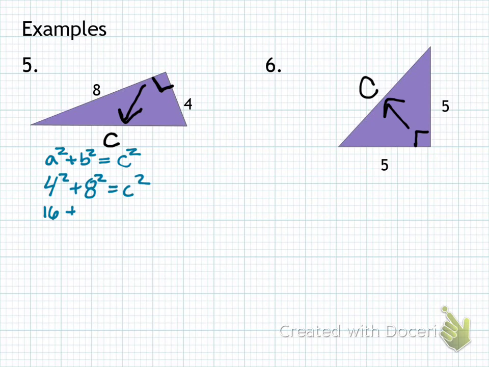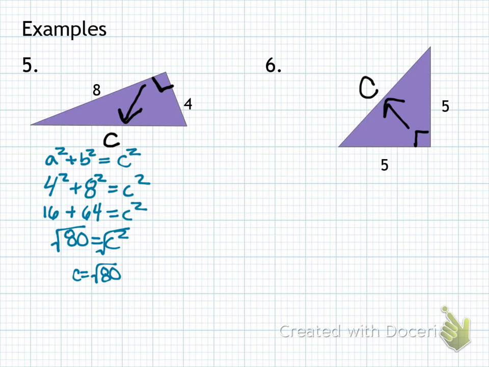I need to plug in 4 and 8 for the legs, A and B. It doesn't really matter which order I plug them in. So I did 4 for A, and then 8 for B. So 4 squared is 16, 8 squared is 64. So 16 plus 64 equals C squared, which gives me 80 equals C squared. I take the square root of both sides, and now I have C equals the square root of 80.